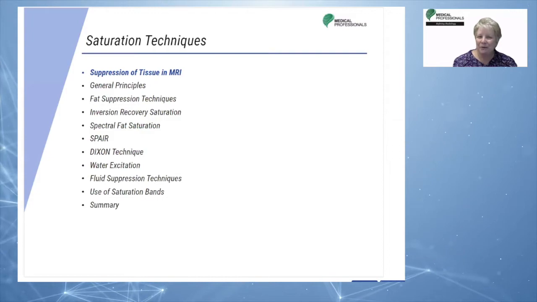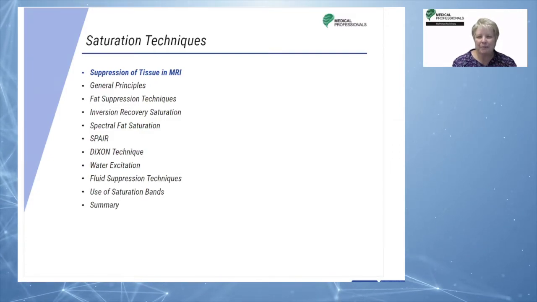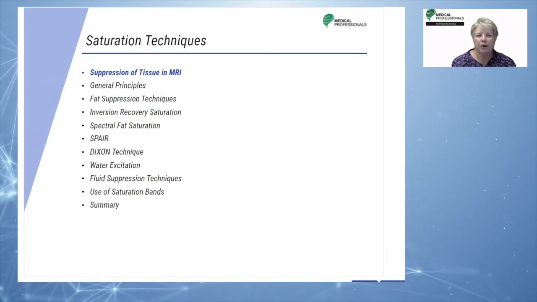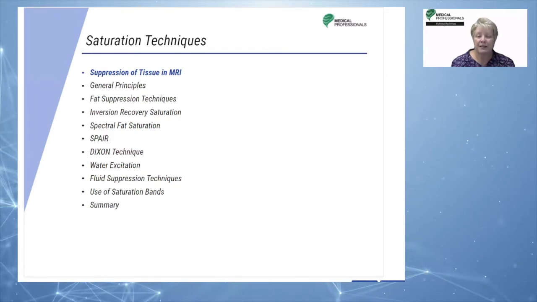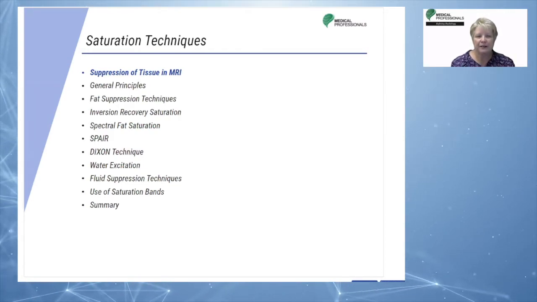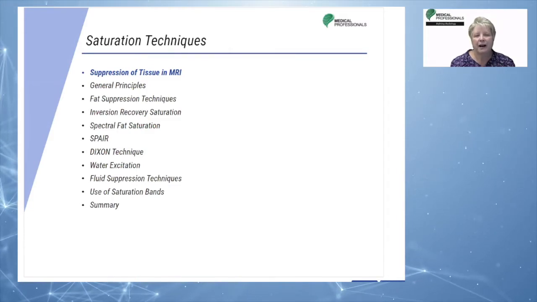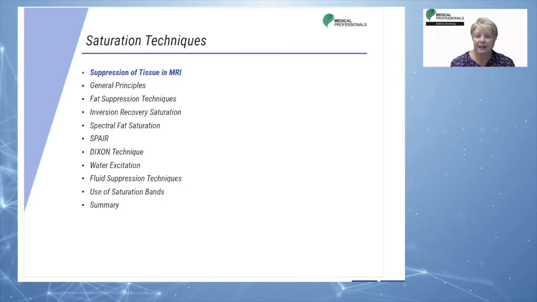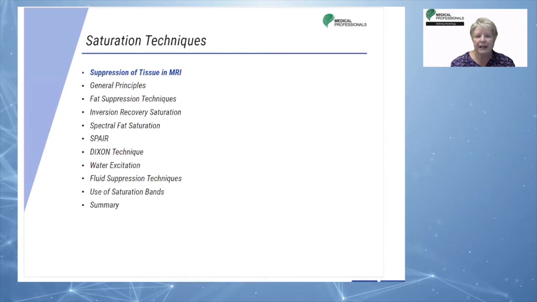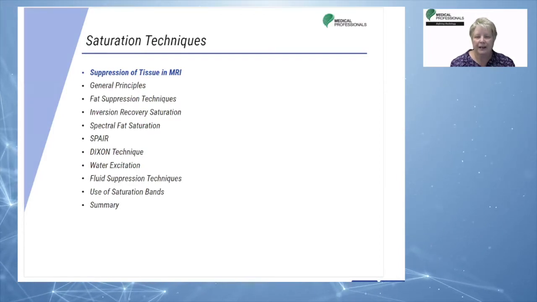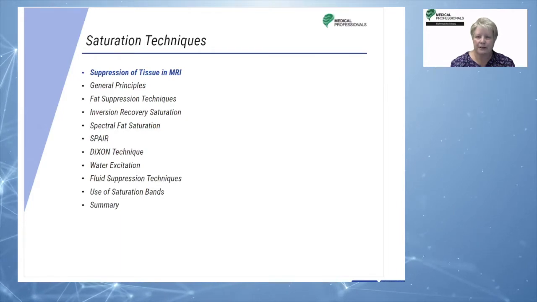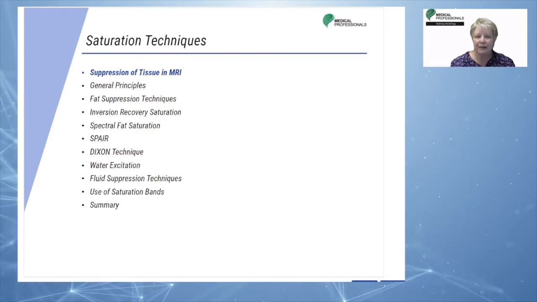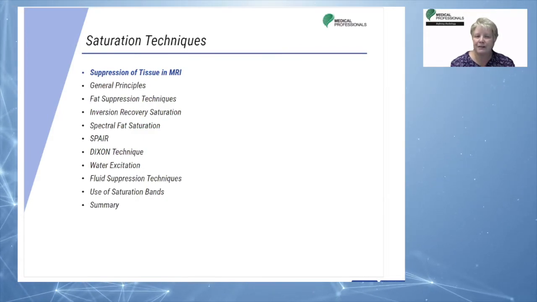In this webinar, we will discuss what it means to suppress tissue in MRI and review the general physics behind that technique. We will work our way through different fat suppression techniques such as inversion recovery and spectral fat suppression. We will also learn what the chronogram looks like for each of these, the disadvantages and the advantages of each type of technique, and how each is applied clinically, and provide some examples. We'll look at some pictures, some images, and look at some examples of the various suppression techniques. We'll finish up the evening with the fluid suppression and discuss the use of saturation bands.